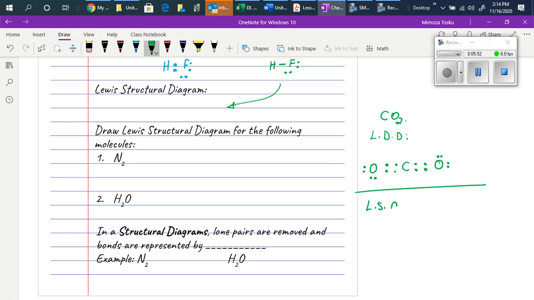The Lewis structural diagram, those bonding electrons will be replaced by lines. So now we'll have carbon, and we'll have 2 lines on each side. For one of the oxygens, we'll have 2 lone pairs, or 4 electrons in total, and 2 lines because it is double bonded, and 2 lone pairs on the other oxygen as well. Let's now draw the Lewis dot diagram for nitrogen gas and water. We actually did water, but it's okay, we can do it again.